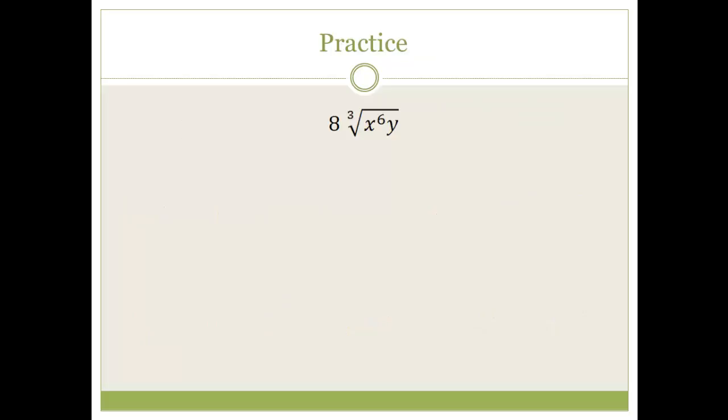Let's practice some more. We are given 8 times the cubic root of x to the 6 times y. In exponential form, we get 8 times the quantity of x to the 6 y to the 1/3 power. Now, we must raise everything in the parentheses to the 1/3 power. So let's multiply the power of x, which is 6, and y, which is an invisible 1, by 1/3 to get 8 times x to the 6 over 3 times y to the 1 over 3, which simplifies to 8x squared y to the 1 over 3. Notice that the 8 remained unchanged since it was not in the radical to begin with.